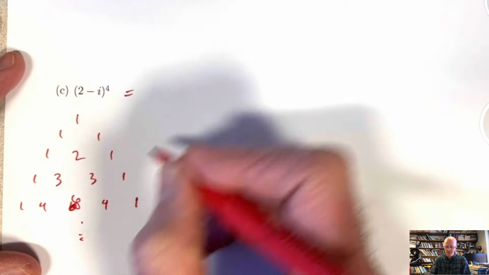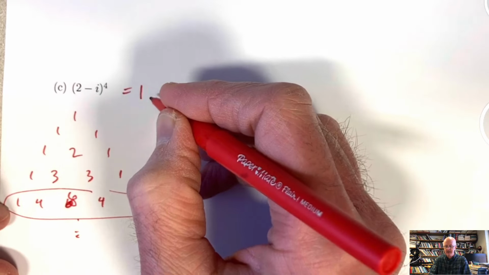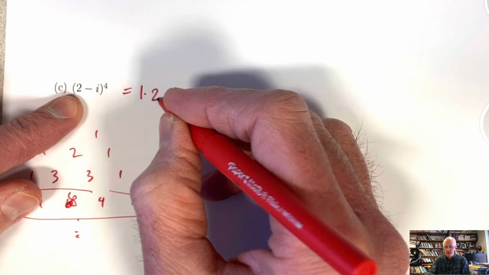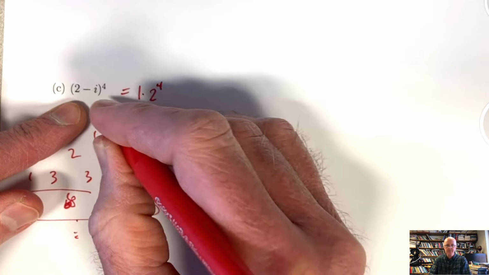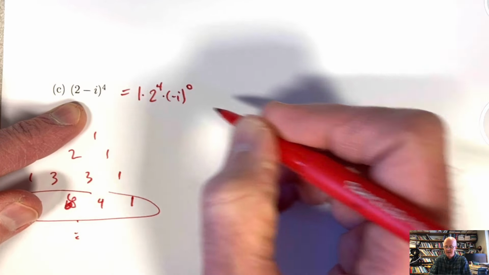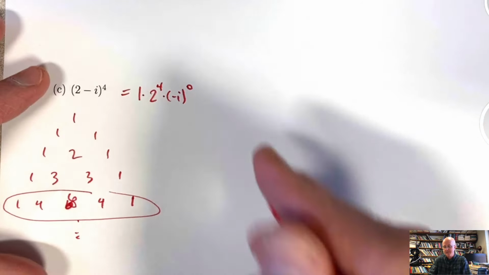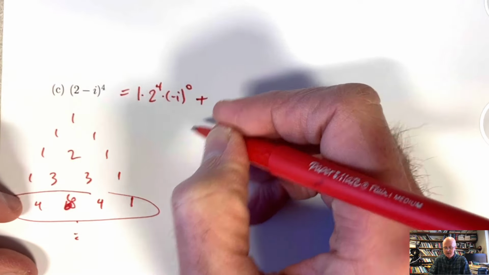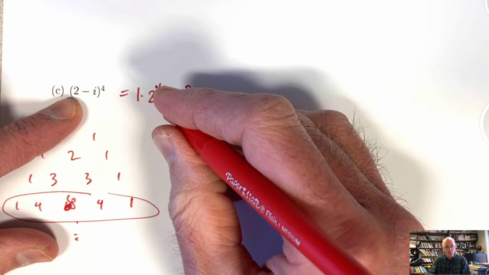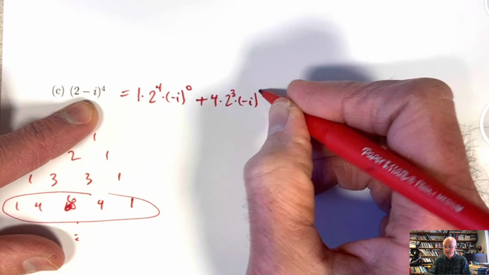We've got to focus on this row here because it's a 4th power. This first number is going to be the leading coefficient of the first expression, 2 raised to the 4th power, times the second expression, negative i, raised to the 0 power. Yes, that will still be a 1. Anything to the 0 power is 1 except 0 to the 0. Then the next term is going to have 4 as its leading coefficient, times the first expression to 1 lower power, the 3rd power, times the second expression, negative i, to 1 higher power.